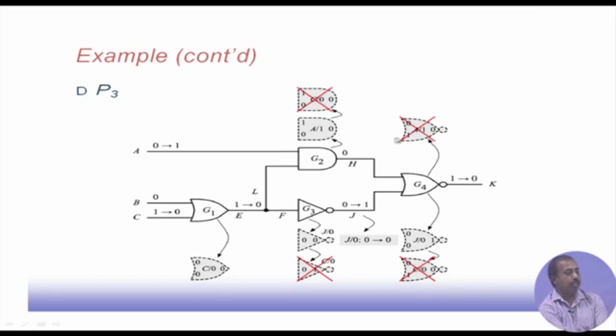So, while simulating P3, we have found that these faults or these bad gates propagated up to this K. So, those bad gates can be deleted.